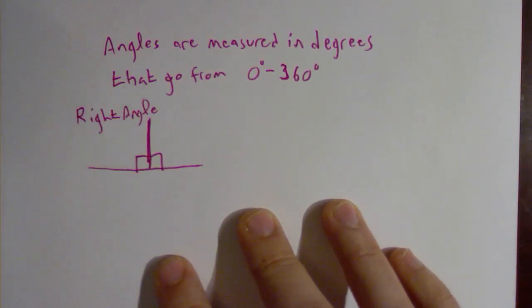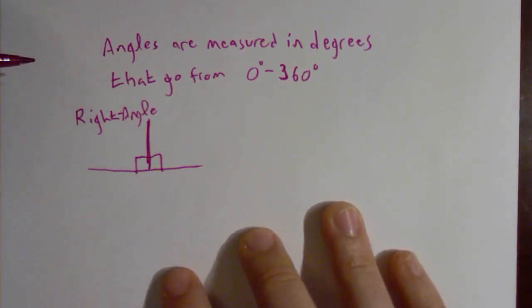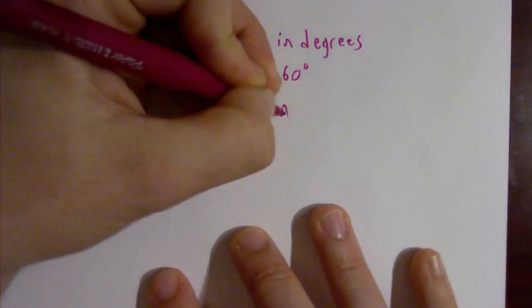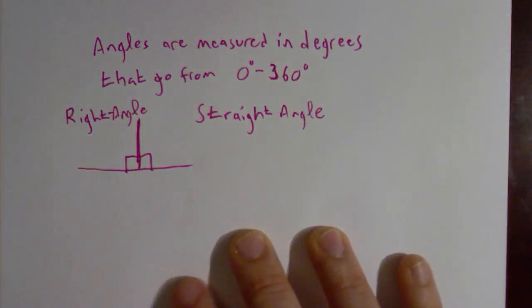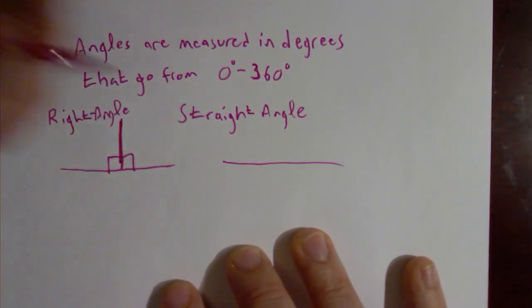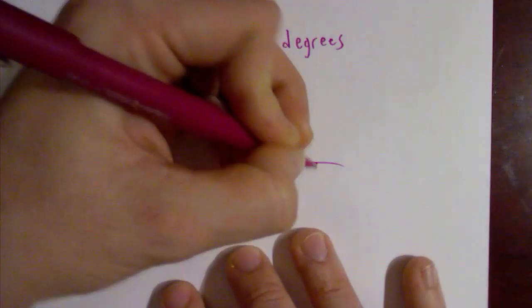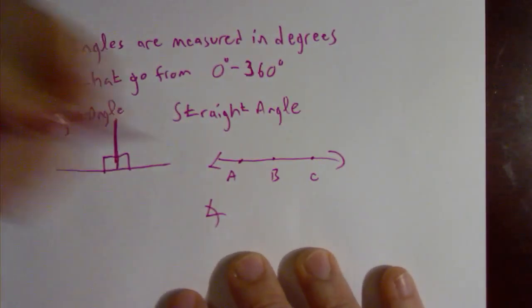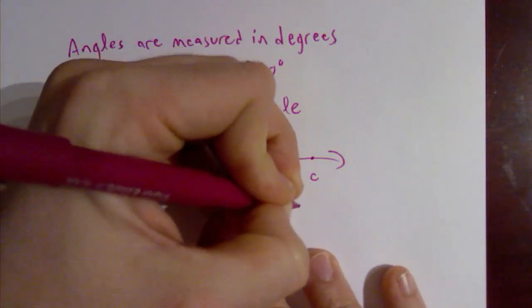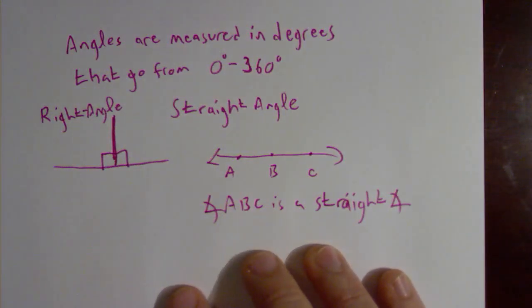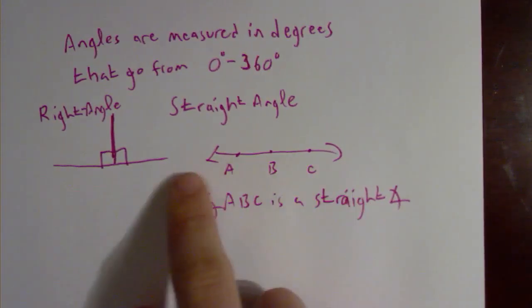The next definition that we have is called a straight angle. And that's just an angle drawn as a single line. So if I draw just a straight line over here, and I have the points A, B, and then C, I can say that angle ABC is a straight angle. Angle ABC is a straight angle. And it makes sense because it's just one straight line.